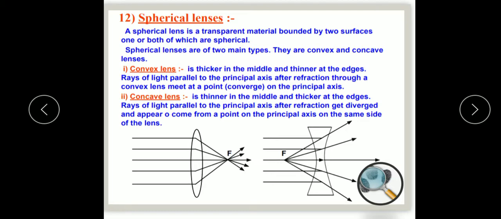Now what is a lens? A spherical lens is a transparent material bounded by two surfaces, of which one or both surfaces are spherical. The spherical lenses are of two types: convex lens and concave lens. A convex lens is also called a double convex lens, or a converging lens.